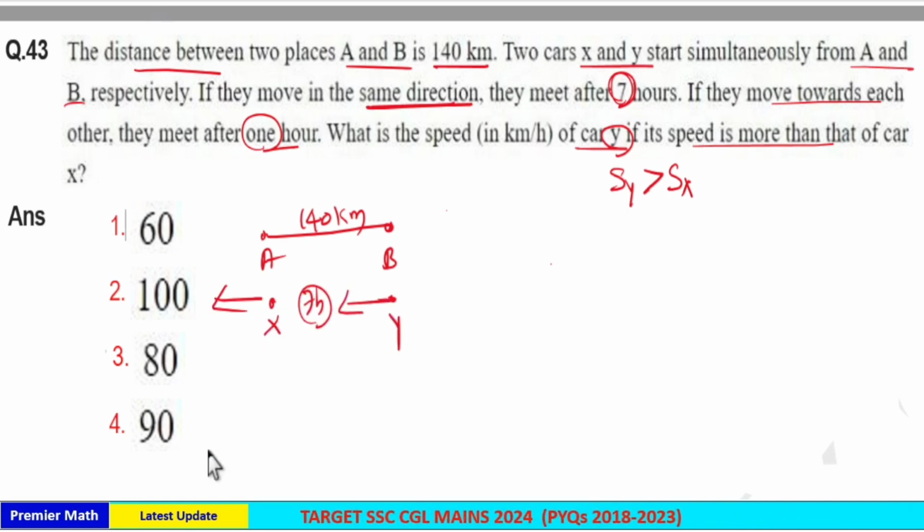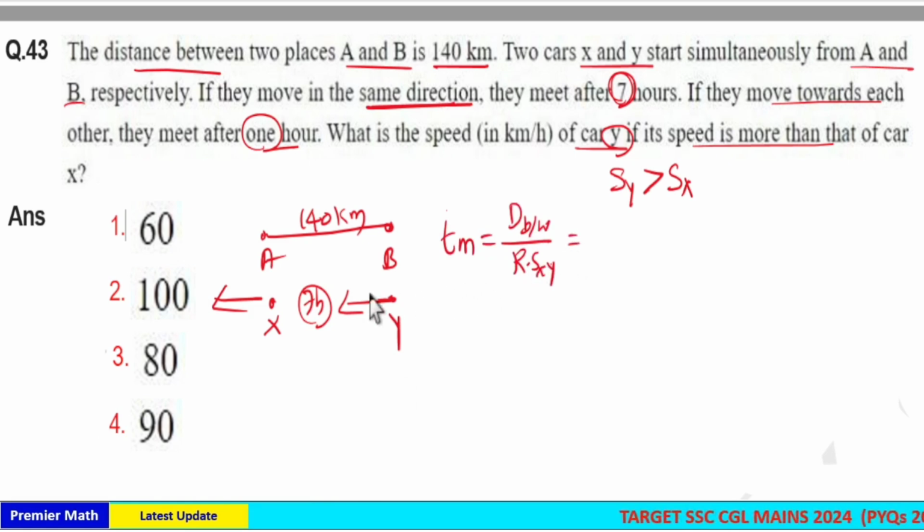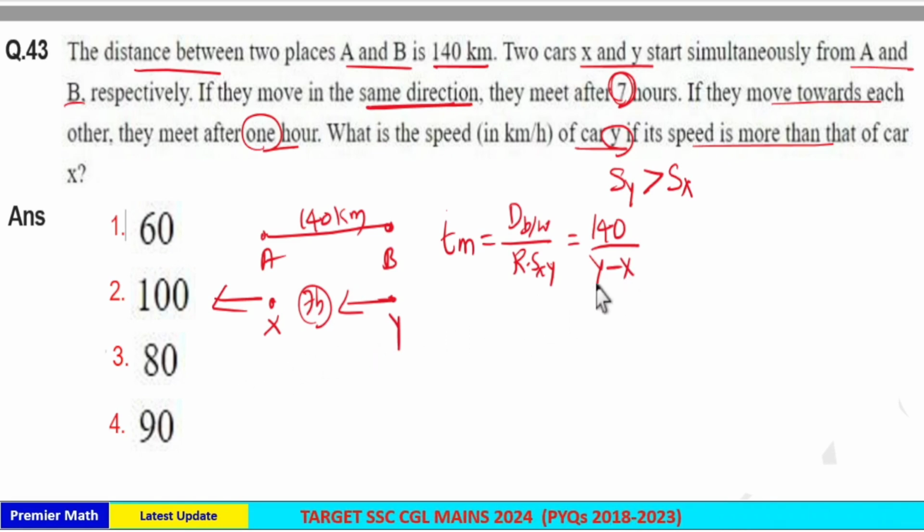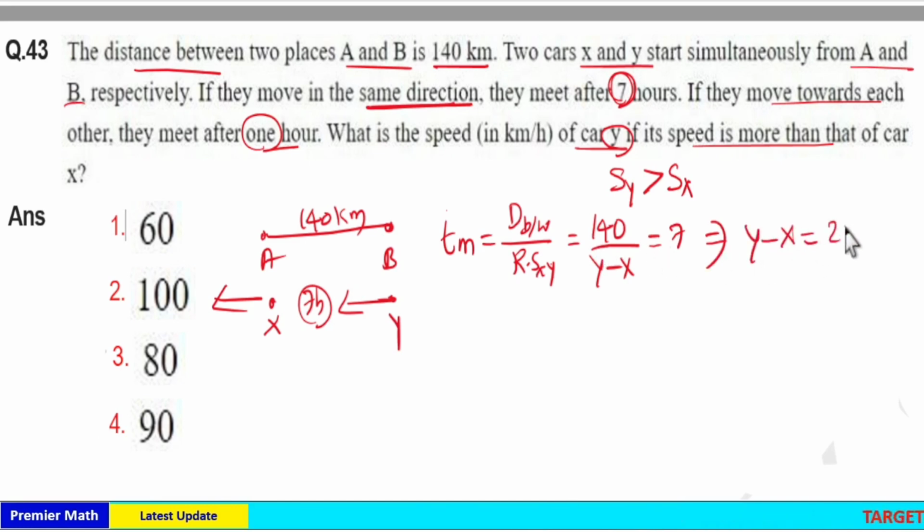This is correct. So here time of meet is equal to distance between them divided by relative speed of X and Y. Here distance between them is 140 km and relative speed of X and Y is, here speed of car Y is greater, so Y minus X. When they move in the same direction, Y minus X. Difference between speed of two bodies is the relative speed. So this is equal to 7 hours. Now from this, Y minus X is equal to 7 goes 20 times in 140.